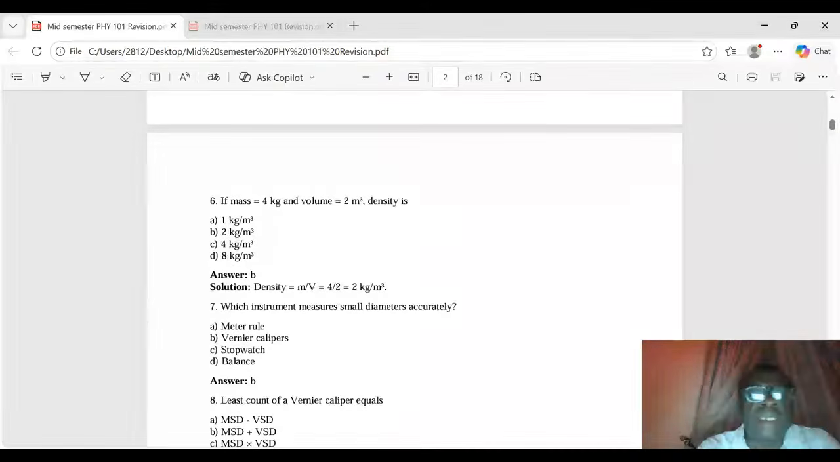Question 6. If mass is equal to 4 kg and volume is 2 meters cube, what is the density? We know that density is mass over volume. The mass is given in kg, that is 4, and the volume is 2. So by the time you divide that, you have 2 kilograms per meters cube, which is option B.